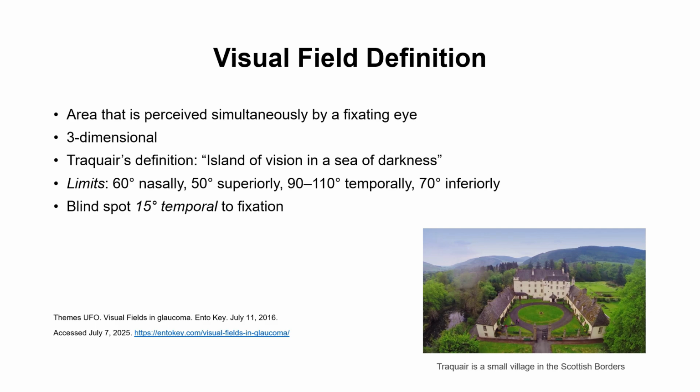So this island represents the maximal visual acuity in the fovea, which represents the hill of vision, and then the visual sensitivity is reduced going to the periphery. It has limits: superiorly 50 degrees, inferiorly 70 degrees, nasally 60 degrees, and temporally 90 to 100 degrees. And you should know that the blind spot is 15 degrees temporal to the fixation point, where the optic nerve exits from the retina.